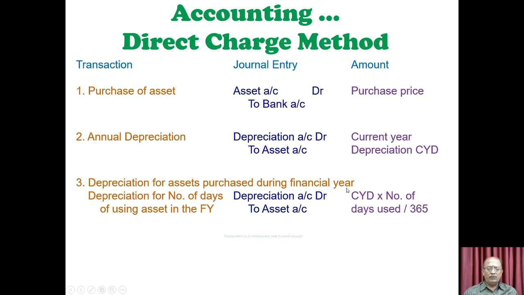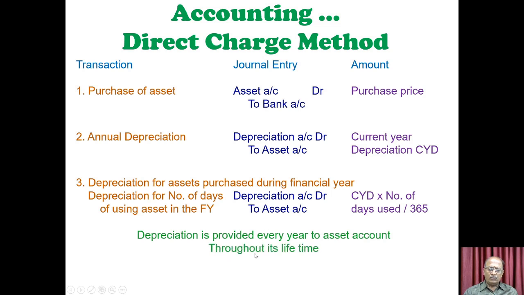Okay. Now the depreciation is provided every year to the asset account directly. So that is the basic, again, the direct charge method. And finally, throughout the lifetime this process continues. Every year depreciation is provided, balance carried down, then next year the same amount is depreciation. Every year, if things go like that, at the end of the lifetime the account will get automatically closed. The asset account is closed after the expiry of the lifetime.